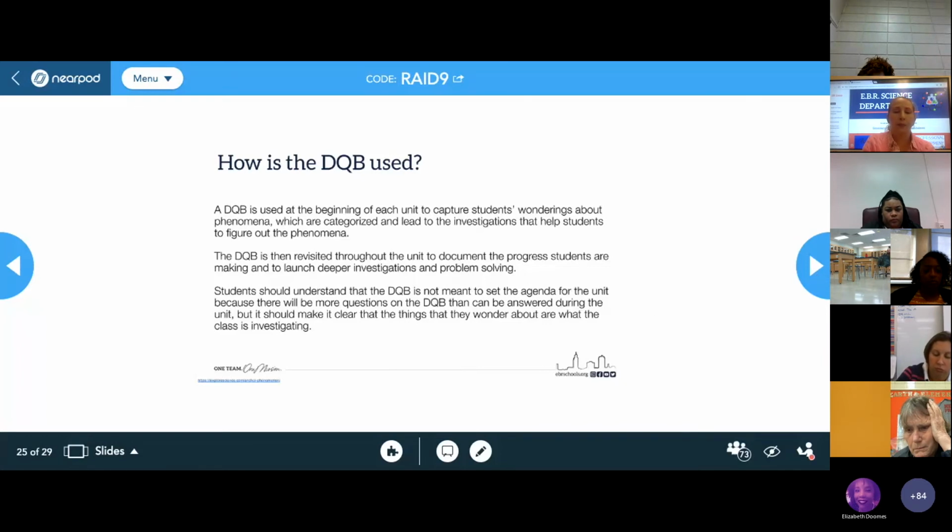And it's not meant to set the agenda for the whole unit, because there's going to be a lot of questions that can't be put on the DQB. But it helps them build up and gain knowledge so they can explain the anchor phenomenon.